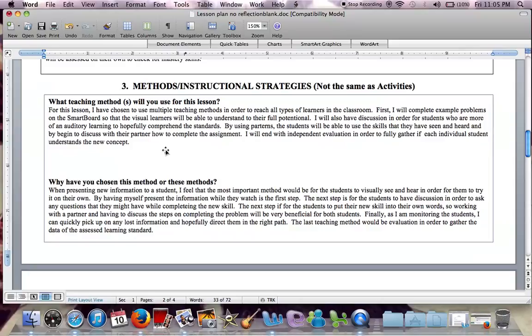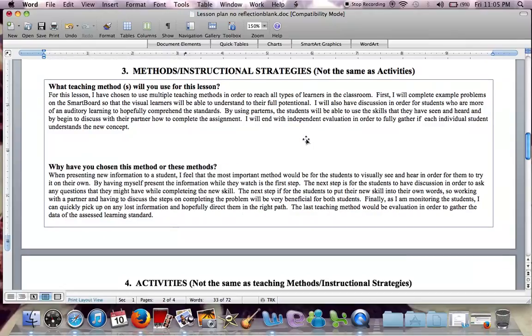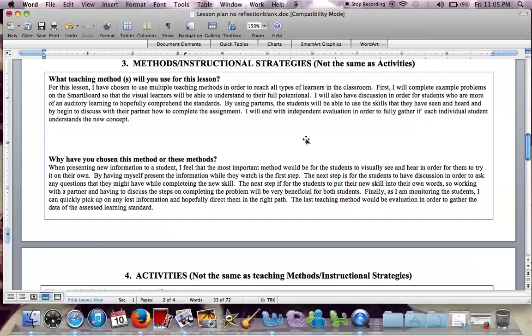By using patterns, the students will be able to use the skills that they have seen and heard to begin to discuss with their partner how to complete the assignment. I will end with independent evaluation in order to fully gather if each student understands the new concept. I've chosen this method because when presenting new information to a student, I feel that the most important method would be for students to visually see and hear in order for them to try it on their own.